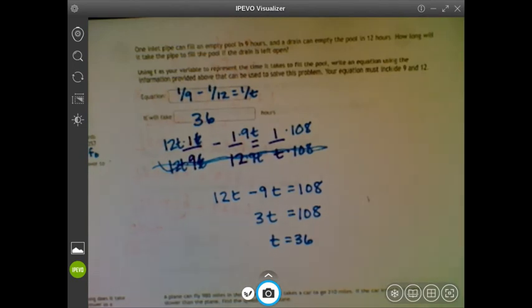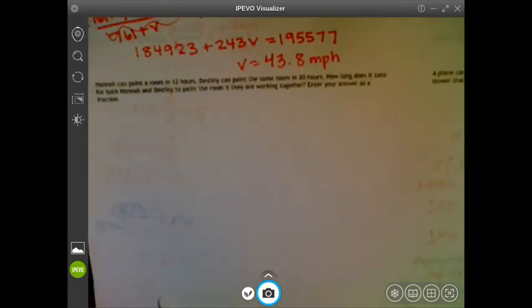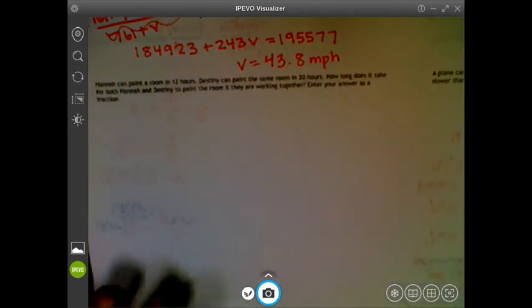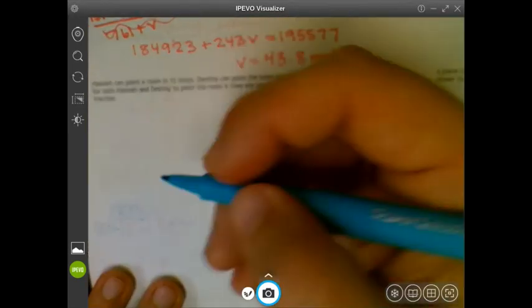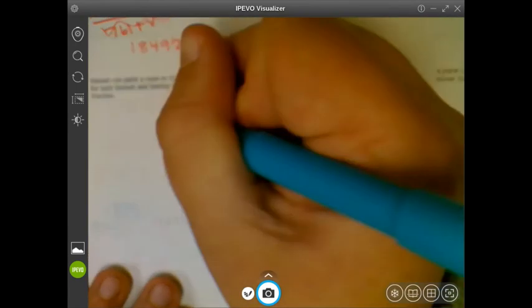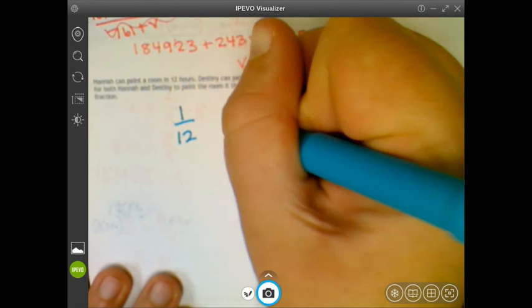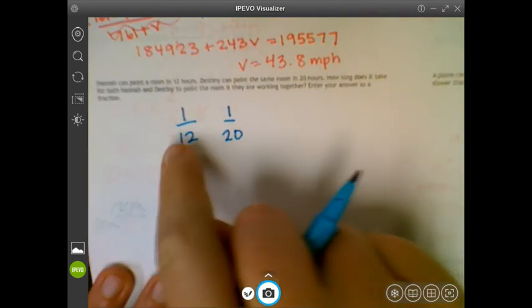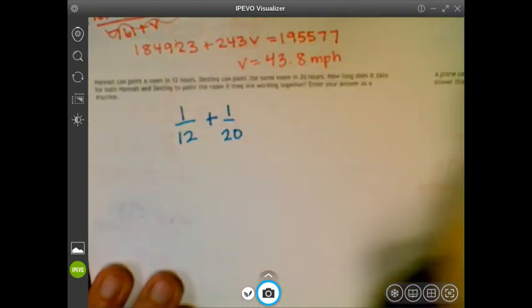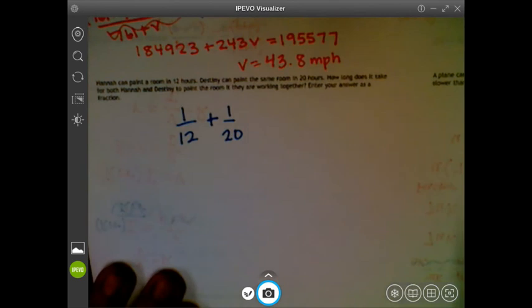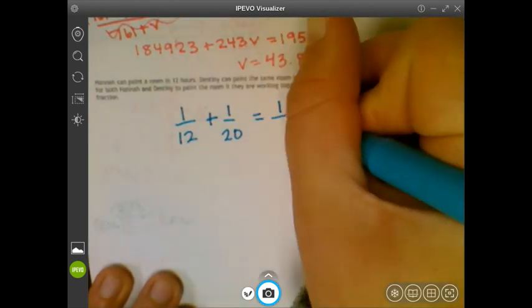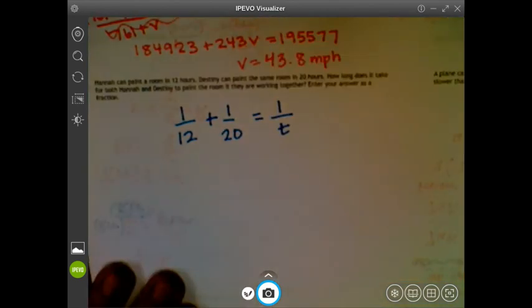All right, next one. We have Hannah painting a room in 12 hours. Destiny can paint the same room in 20 hours. How long does it take for them to paint the room if they are working together? So it's going to be the same general setup as our last question, 1 over 12, and then 1 over 20. But instead of a subtract, because they're not working against each other, they're working together, we're going to add those. And that's going to be equal to 1 over the time that it takes for them to work together.